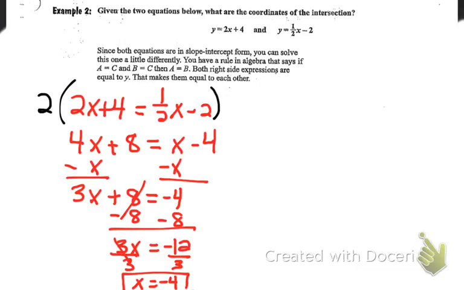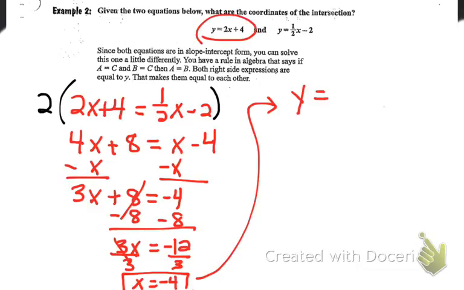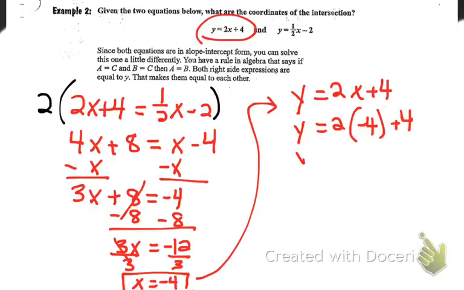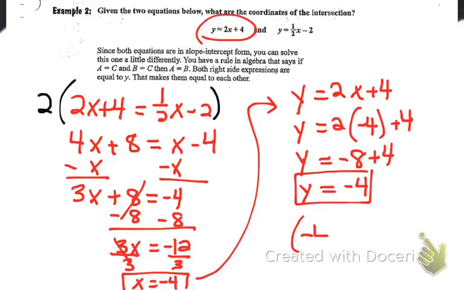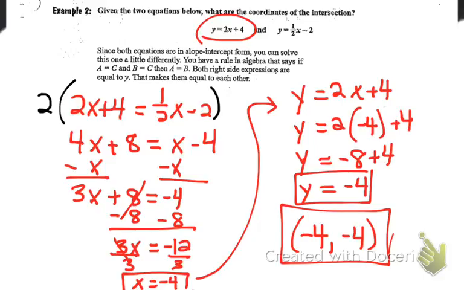Now that we know what x equals, we can plug in x into one of these equations. Let's do the first one, y equals 2x plus 4. And I'll plug in my value of x, which we just solved, and found out that it was negative 4. So y equals negative 8 plus 4, and negative 8 plus 4 is negative 4. So our ordered pair is negative 4, negative 4. That's where our lines will intersect.